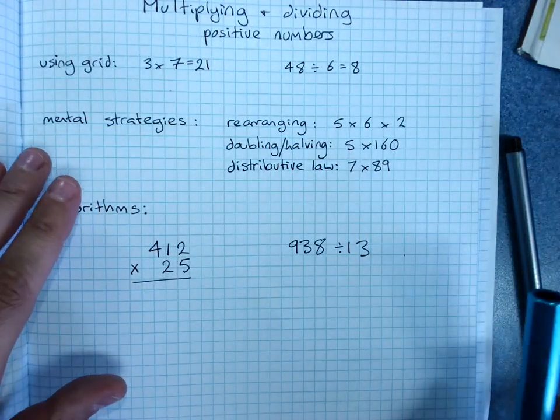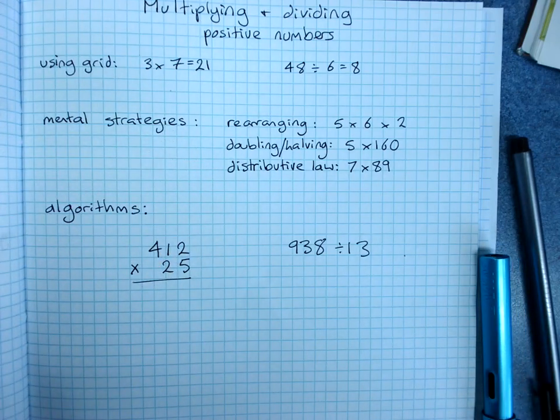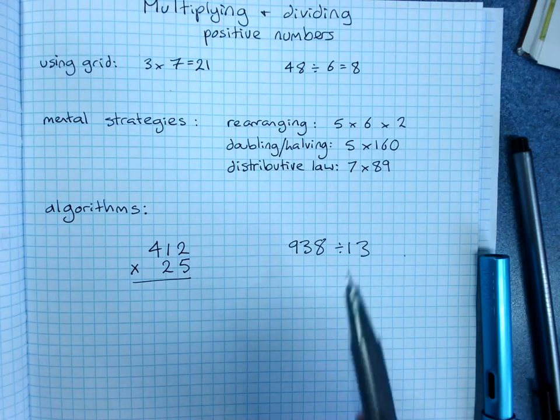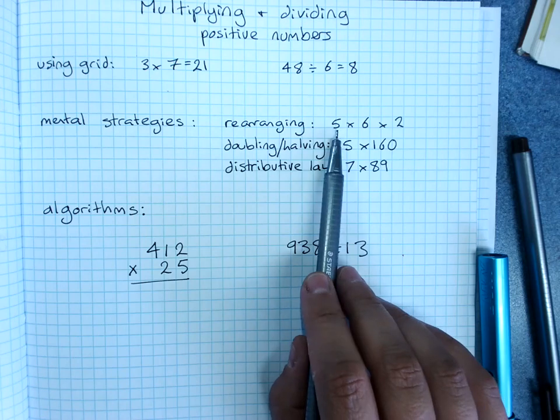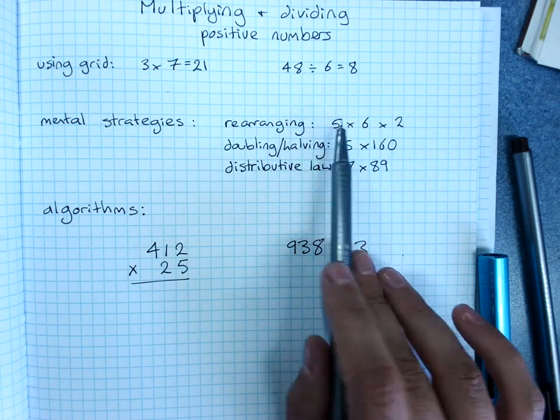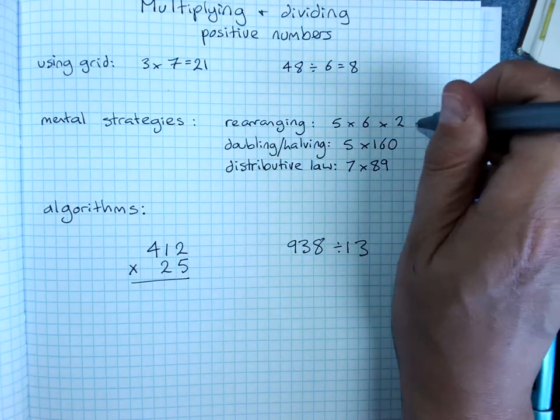Reminding you about some mental strategies for doing tricky multiplications. Rearranging, remember that you can multiply in any order. So this is much easier, or could be easier, if you did 5 times 2 is 10, times 6 is 60.